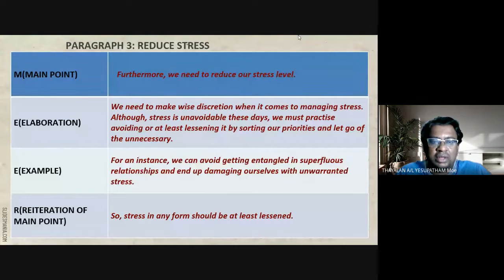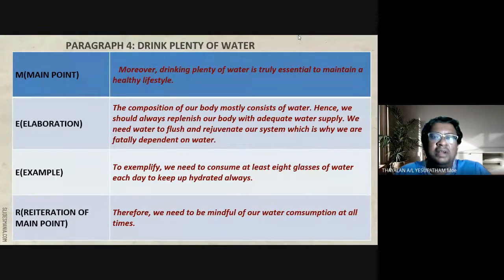of the unnecessary. For an instance, we can avoid getting entangled in superfluous relationships. So these are specific examples, and end up damaging ourselves with unwarranted stress. Examples of instances whereby we would get stress. Reiteration of main point. So stress in any form should be at least lessened, that is reduced. And lastly, paragraph 4, drink plenty of water.